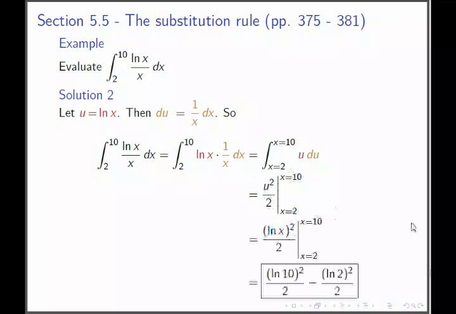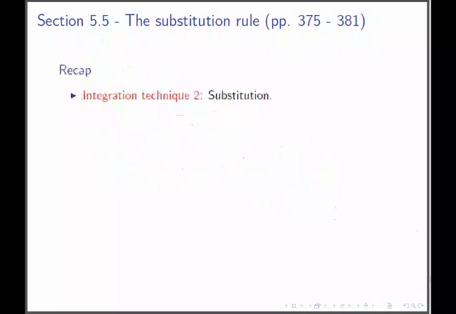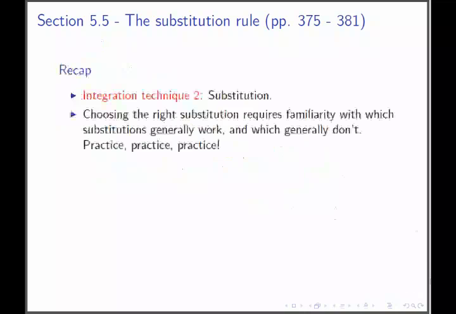So these are the two techniques that you can use to do definite integrals using the substitution rule. You either back substitute, or you have to change the limits of integration to values of u rather than x. To recap, our second integration technique is called substitution, or u-substitution. Choosing the right substitution does require familiarity with which substitutions generally work and which generally don't, and the only way to learn this is by practice, so please do as many exercises from the book as you can.